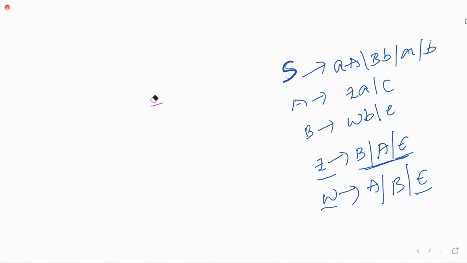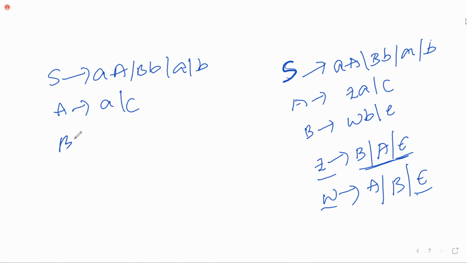Are you following, ma? Yes, ma'am. Next, substitute A or B or A or B. Next, in place of Z, if I substitute epsilon, what will I get? Simply A or C. In place of B, W, if I substitute epsilon, what will I get? B or E. Next, Z tends to B or A, W tends to A or B.